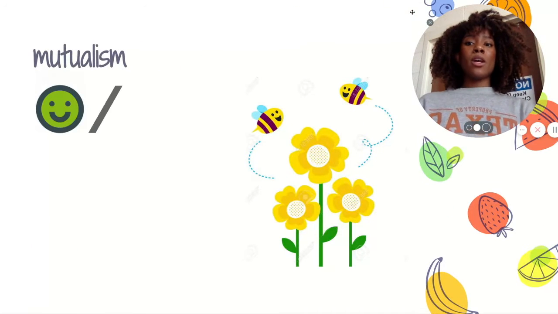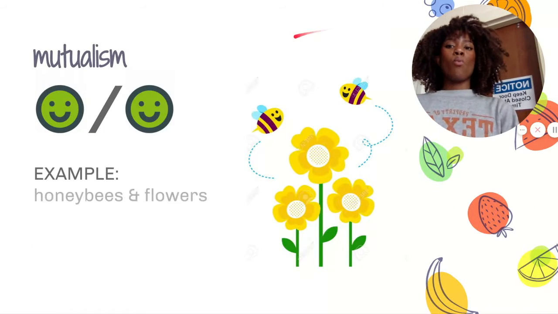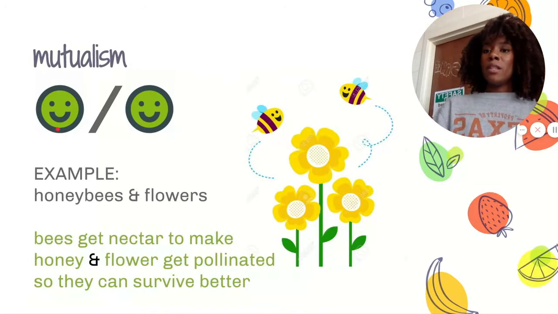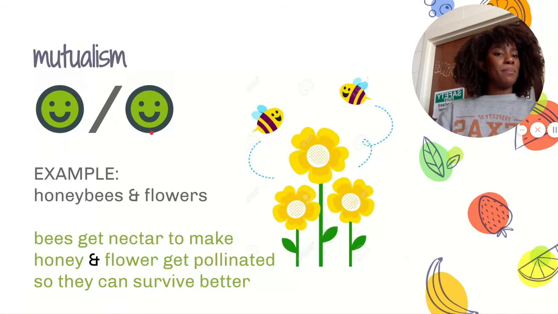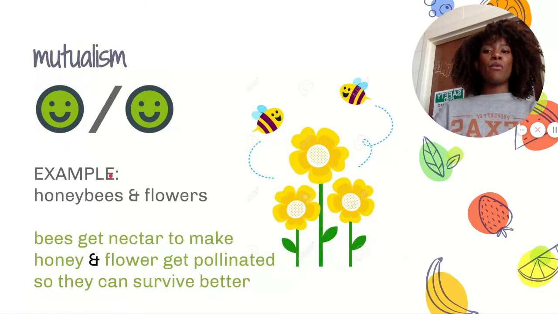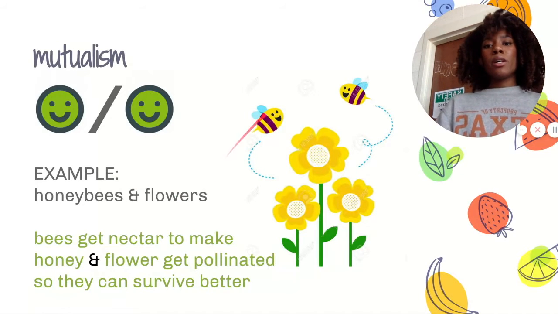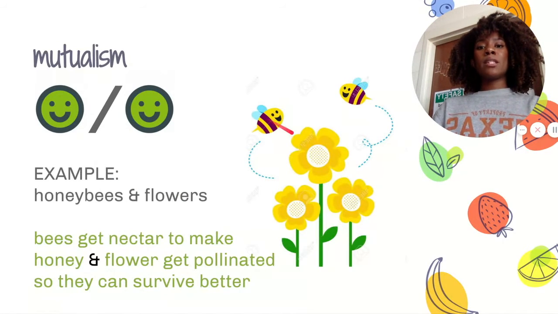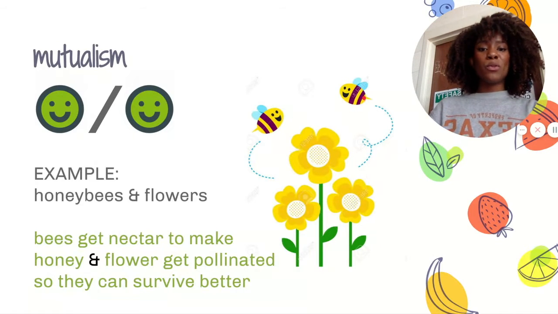Next up, we have this thing called mutualism. Again, one organism is benefited, but in this situation, both of them are benefited. An example of that will be honeybees and flowers. So let's look right here. We see some bees, we see some flowers, they're buzzing about, they look happy. You see those smiles, those beautiful smiles?